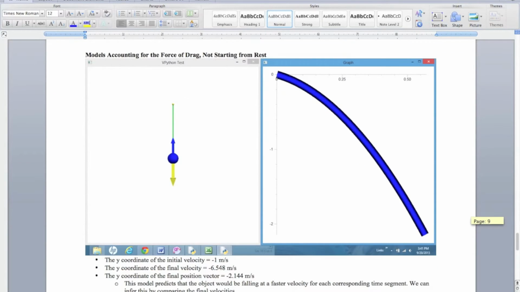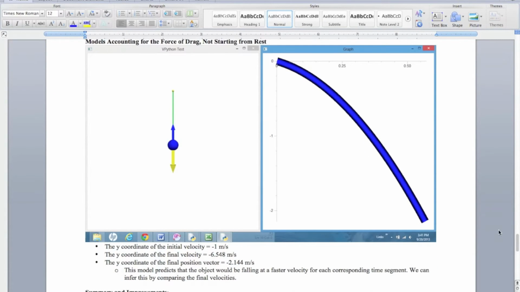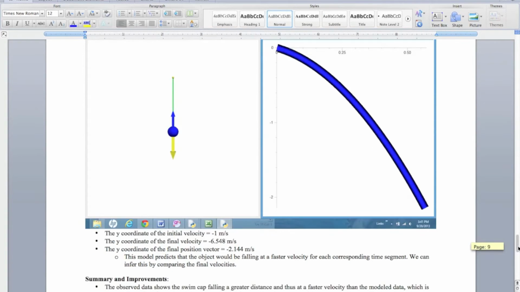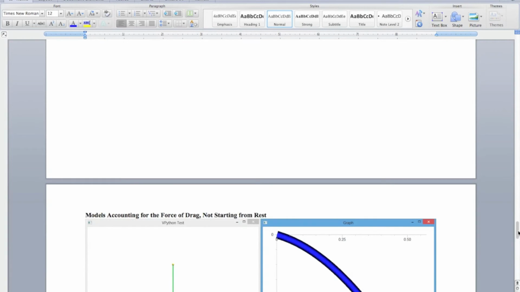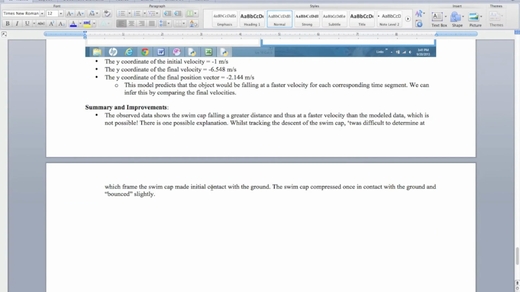And here are models accounting for the force of drag that did not start from initial velocity of 0. Instead, I set them at initial velocity of -1 meters per second. And this model predicts that the object would be falling at a faster velocity for each corresponding time segment. And we can confirm this by comparing the final velocities. The observed data shows the swim cap falling a greater distance and thus at a faster velocity than the model data, which is not possible.